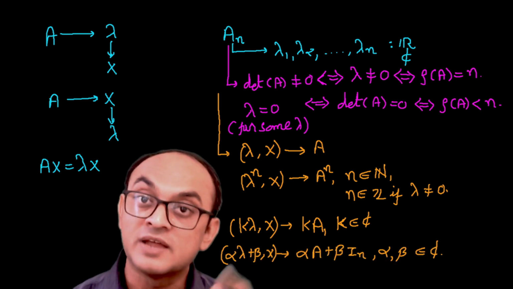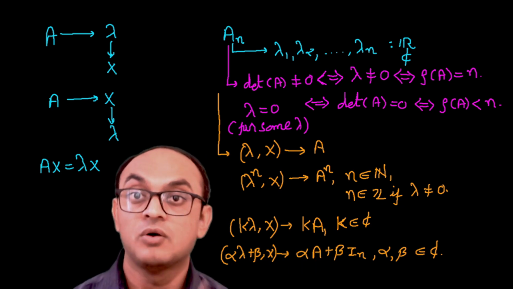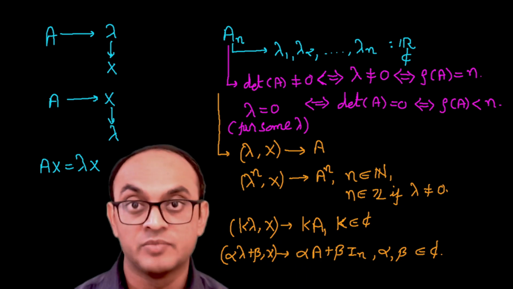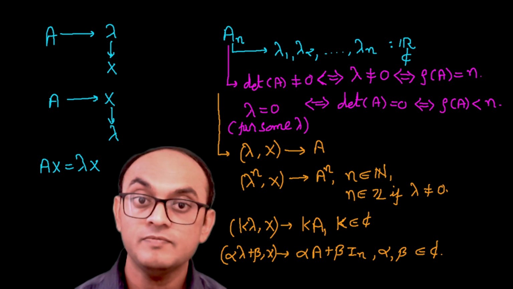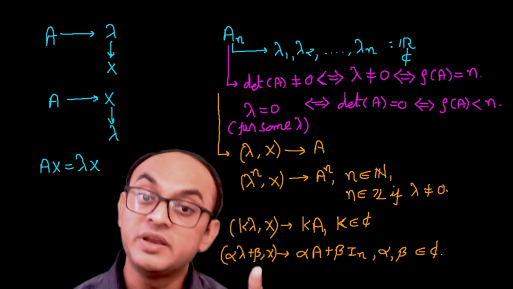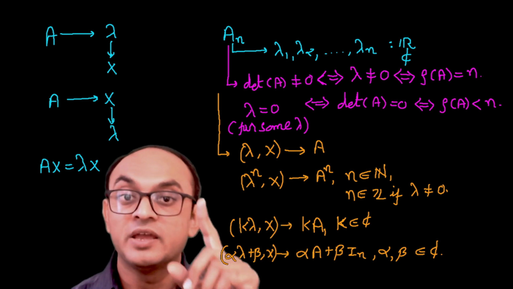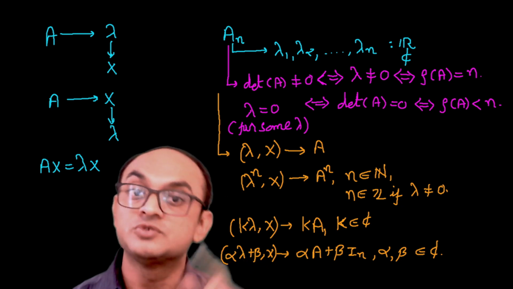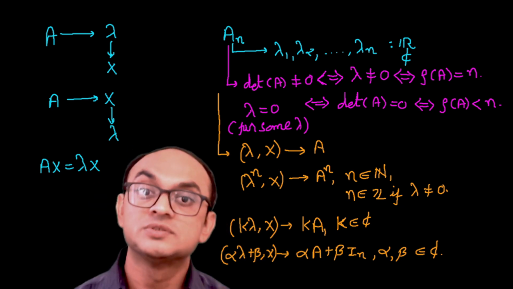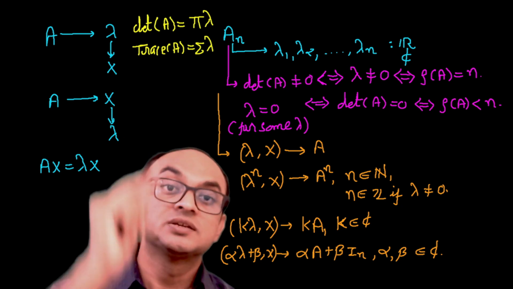We have given the transformation alpha A plus beta into identity of order n, where alpha and beta are constants, complex numbers maybe. Then what is the eigenvalue? Alpha into lambda plus beta, and again X is the eigenvector. So once I have the eigenvector corresponding to lambda, there is no change in the eigenvector, but the eigenvalues will be different.